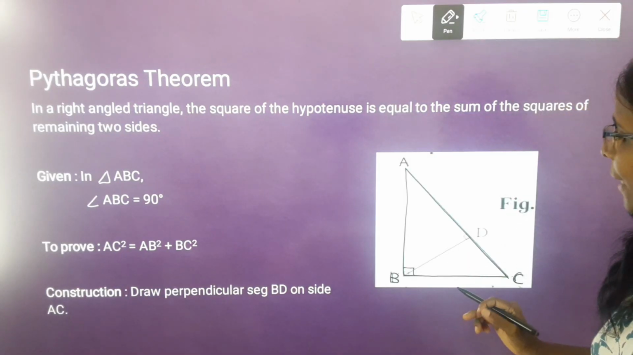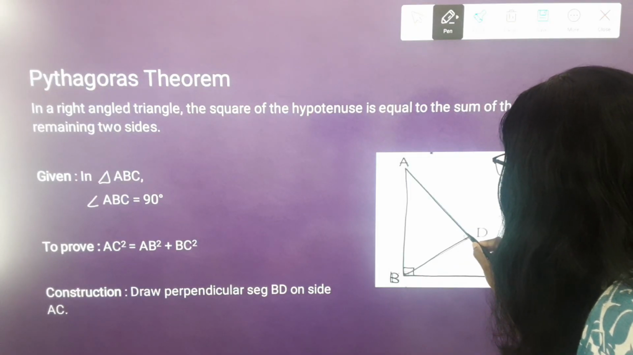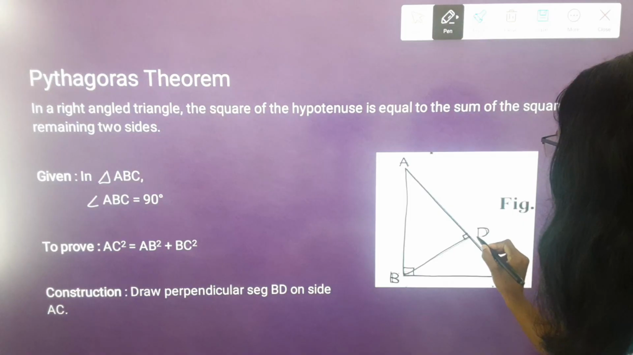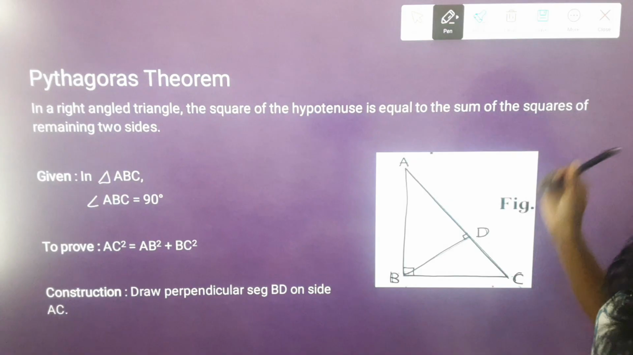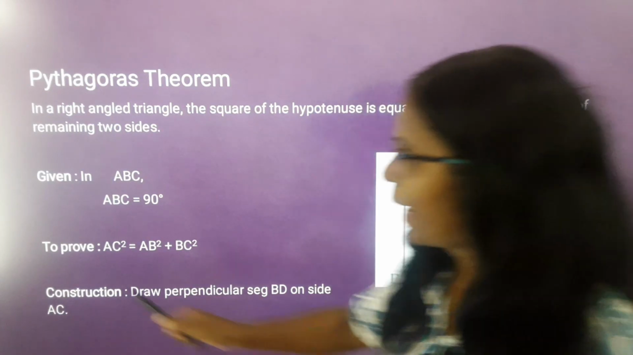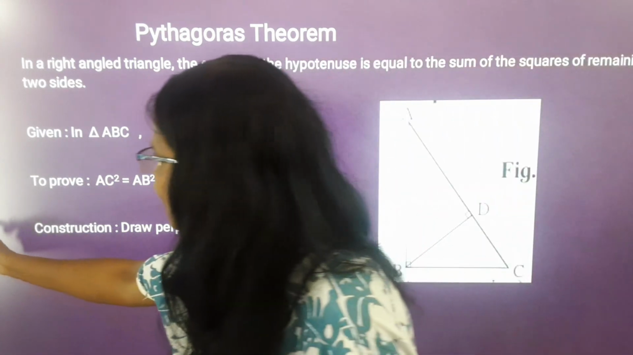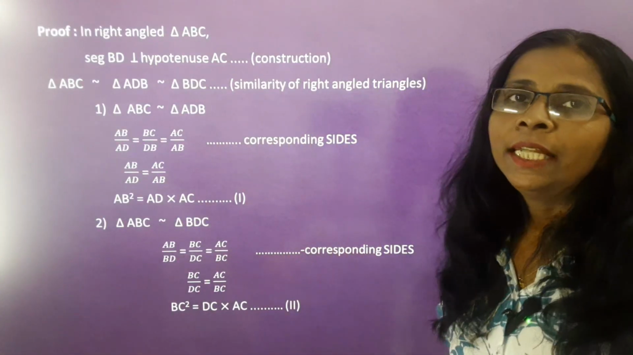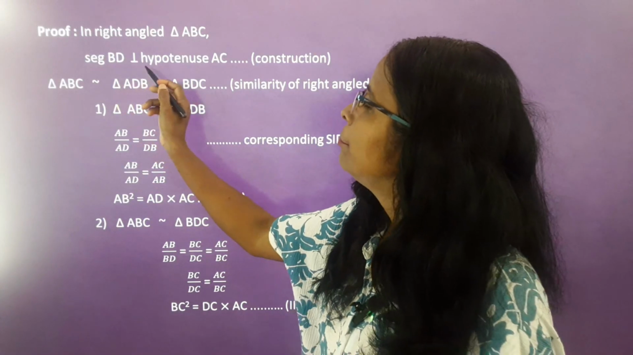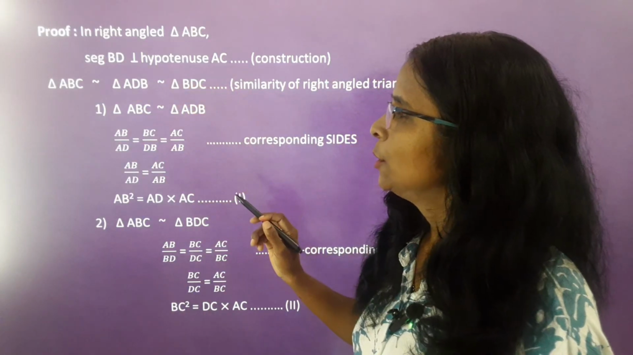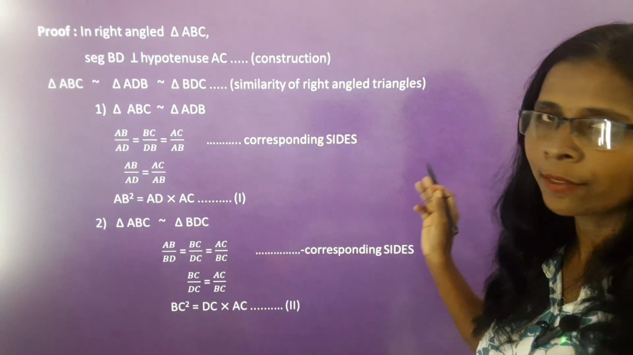So we construct that: draw perpendicular BD to the hypotenuse. So BD is the perpendicular to the hypotenuse. Okay students, now the next part is the proof. In right angle triangle ABC, segment BD is perpendicular to the hypotenuse AC. So now that means the similarity of right angle triangles.